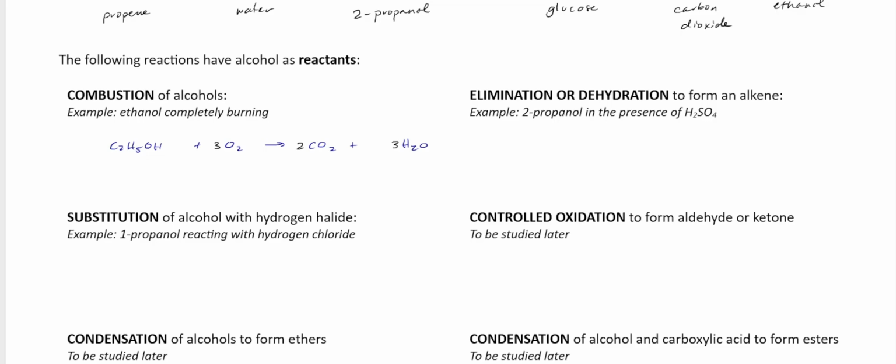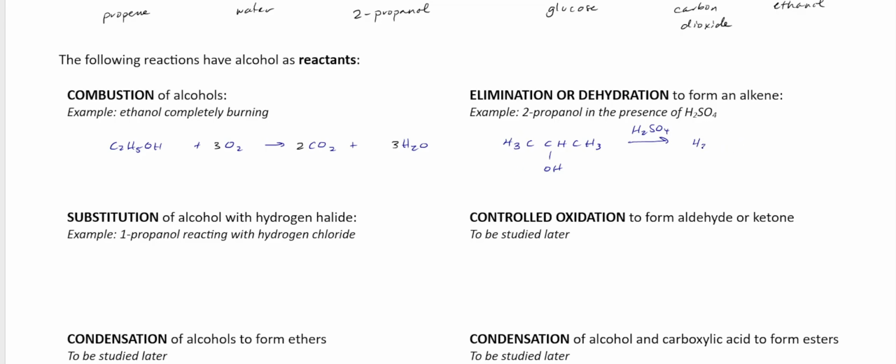Now, elimination or dehydration is one that you may not have seen before, and that is where we take an alcohol and form an alkene. So 2-propanol in the presence of H2SO4. Let me draw my 2-propanol molecule, and then put that in the presence of H2SO4. Let's not forget the hydroxyl functional group right there. Then the OH is going to come off.